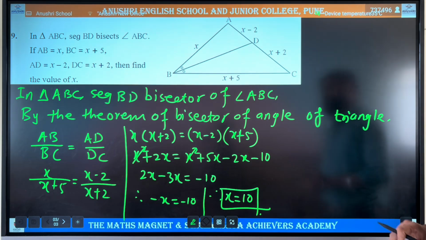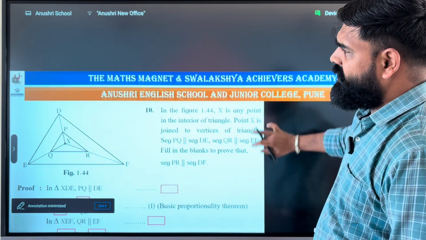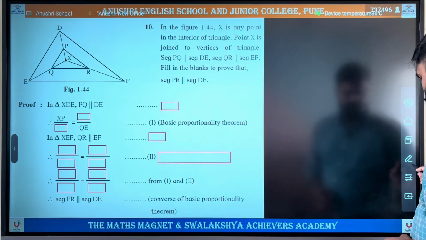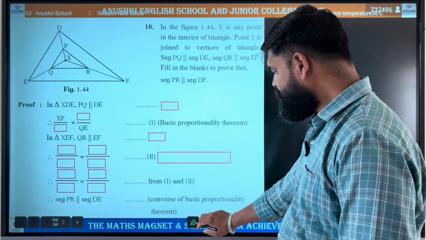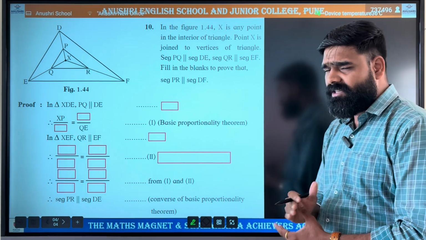Now we are going to solve question number 10. In question number 10 we have one activity given. In this activity we have to fill in the blanks.